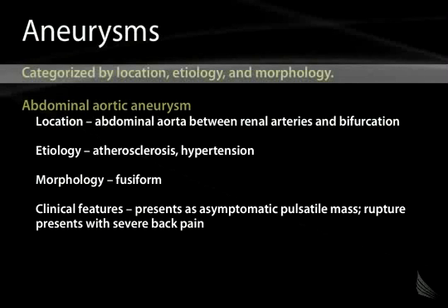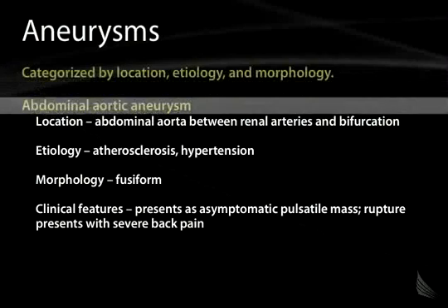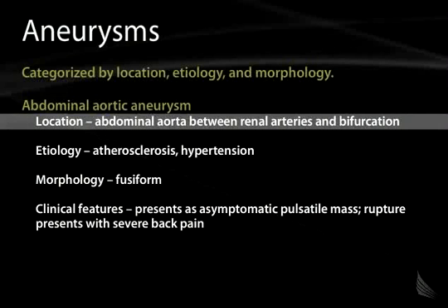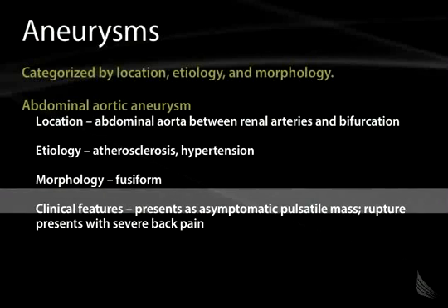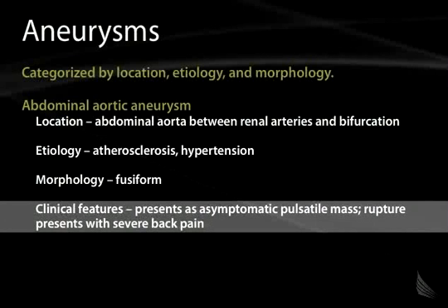With respect to AAAs, or abdominal aortic aneurysms, the location, self-explanatory, is the abdominal aorta between the renal arteries and the bifurcation below. Etiology is typically atherosclerosis or hypertension. Fusiform in morphology, it presents as an asymptomatic pulsatile mass. Rupture presents with severe back pain.